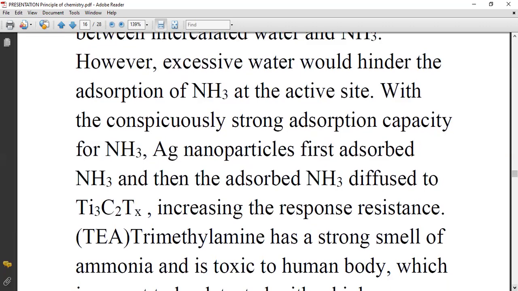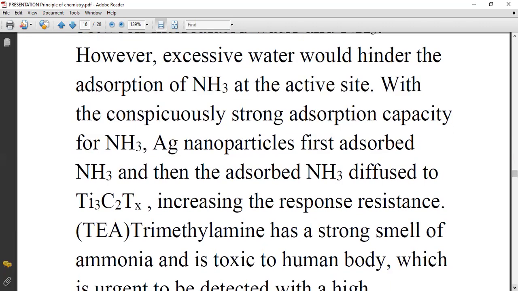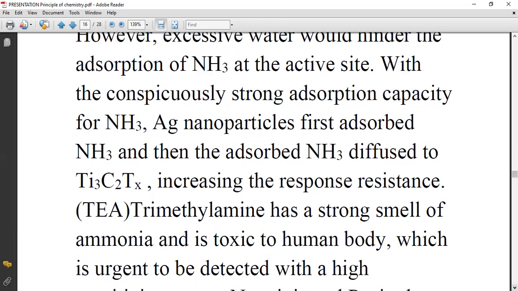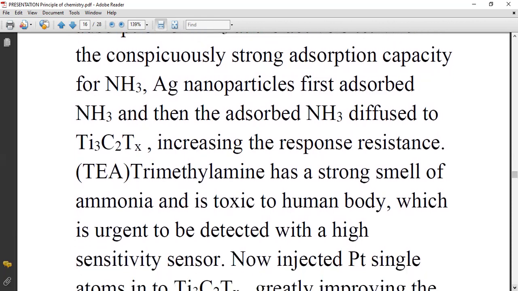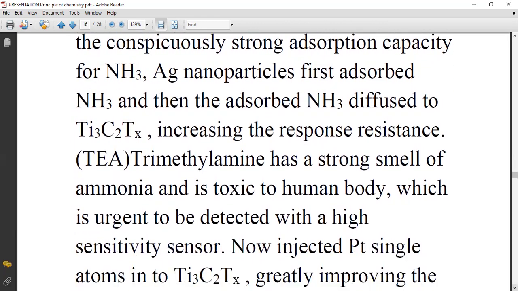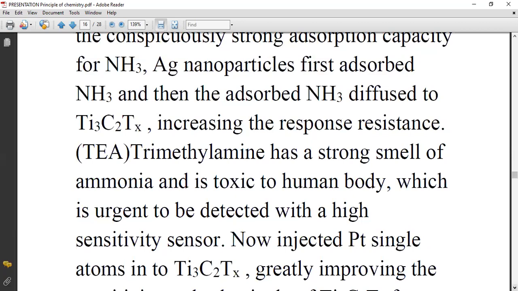However, excess water would hinder the adsorption of ammonia at the active site. With the strong adsorption capacity for ammonia, silver nanoparticles first absorb ammonia and then the absorbed ammonia diffuses to MXene, increasing the response resistance.